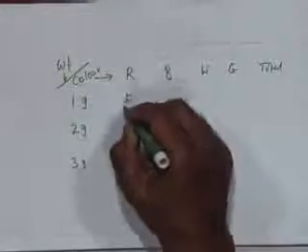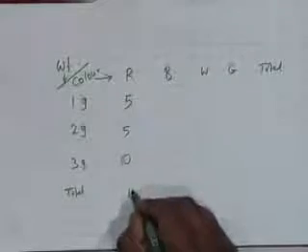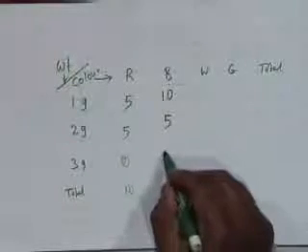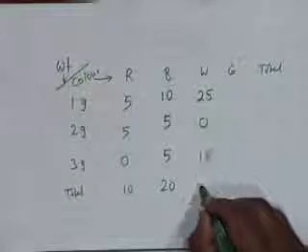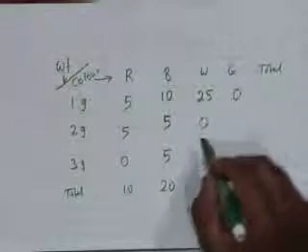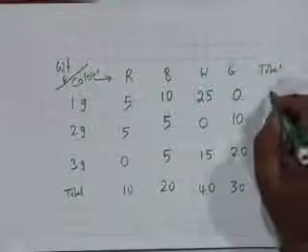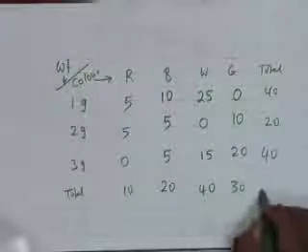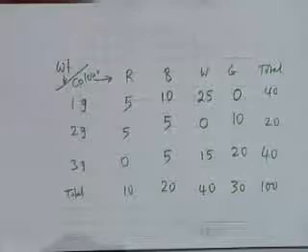And the distribution I have arbitrarily chosen: 5, 5, 0. So, the total is 10 red balls. Black: 10, 5, 5, the total is 20. White: 25 of 1 gram, 0, 15, and this is 40. Green: 0, 10, 20, and 30. The totals would be 40, 20 and 40. So, the total on this side or this side has to be 100. Total is 100.